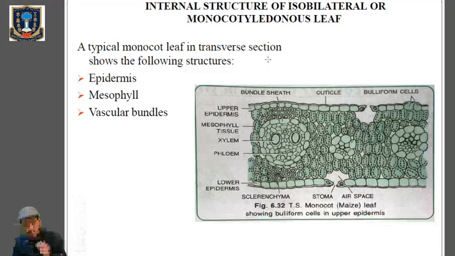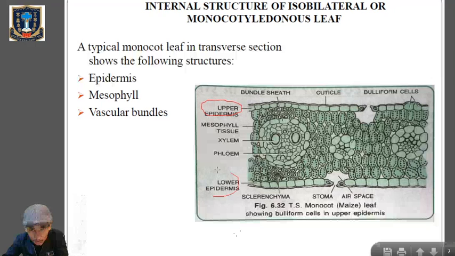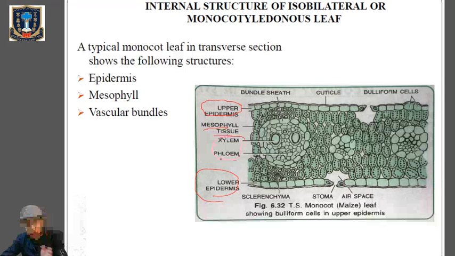Okay, now when you go to the transverse section of the monocot leaf or the isobilateral leaf, we can see the presence of epidermis. We have got the upper epidermis, and we have got the lower epidermis. We will see the presence of mesophyll tissue, and we will see the vascular bundle, that is xylem and phloem. So let's go in detail now.